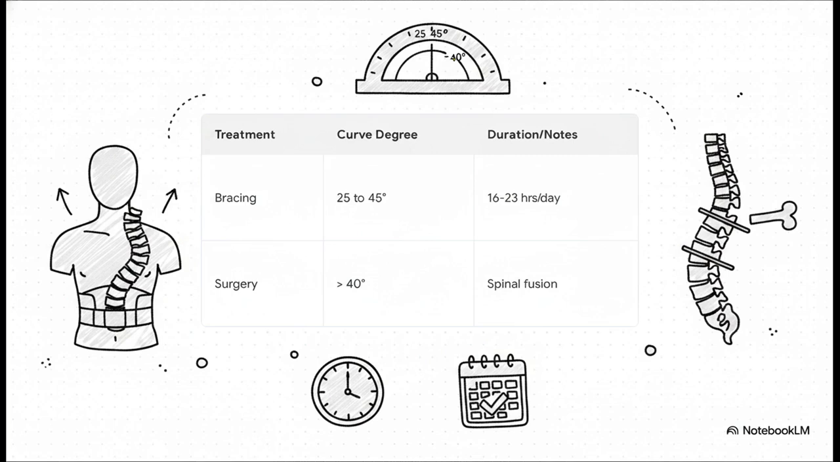On the flip side, surgery, specifically spinal fusion with rod placement, is generally reserved for severe curves, typically cited as anything greater than 40 degrees. Now, I want to be super explicit about this. Different medical sources will sometimes give you slightly different degree cutoffs. These numbers are fantastic teaching guidelines, but they aren't rigid universal laws. The real-world decision always comes down to the exact location of the curve, the child's remaining growth, and the provider's expert evaluation.